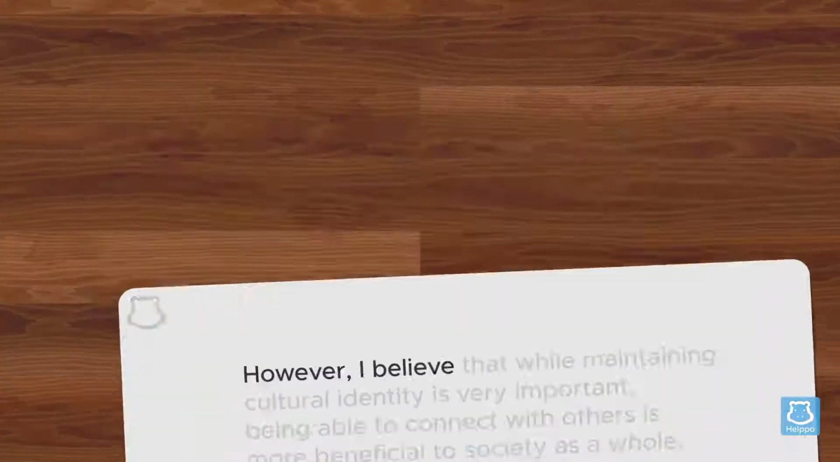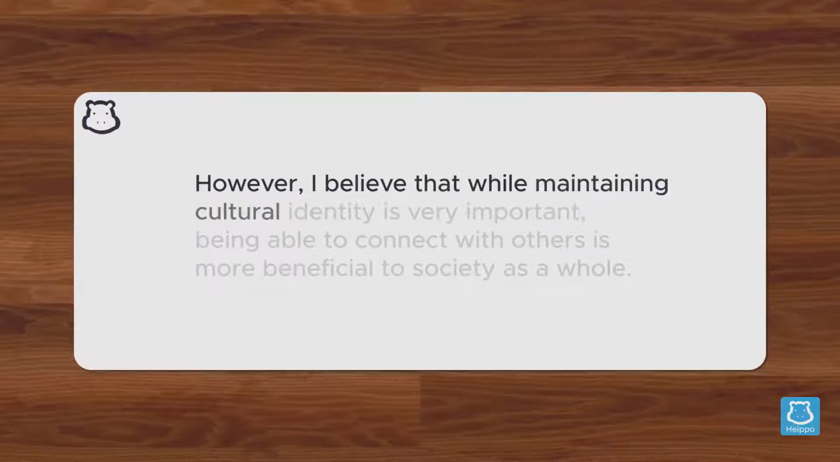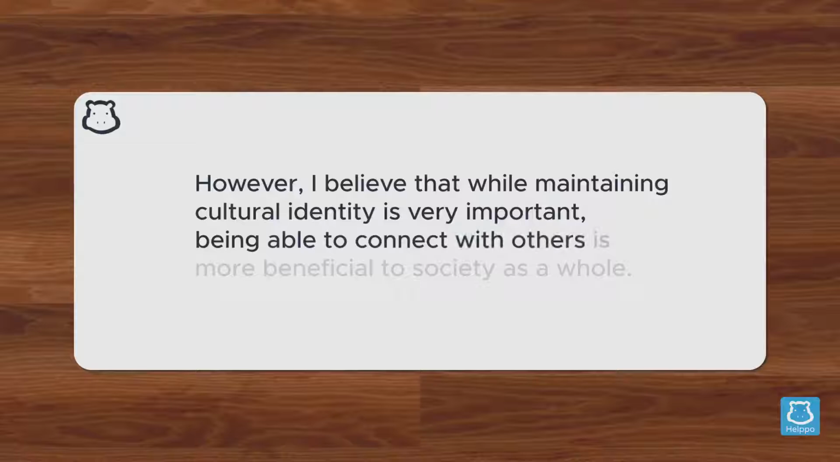Now the most important part of your introduction, the thesis statement. Your thesis statement should clearly state your stance on the prompt and give a short explanation on why you think it's true. Everything you write in your body should relate to this key idea. However, I believe that while maintaining cultural identity is very important, being able to connect with others is more beneficial to society as a whole.